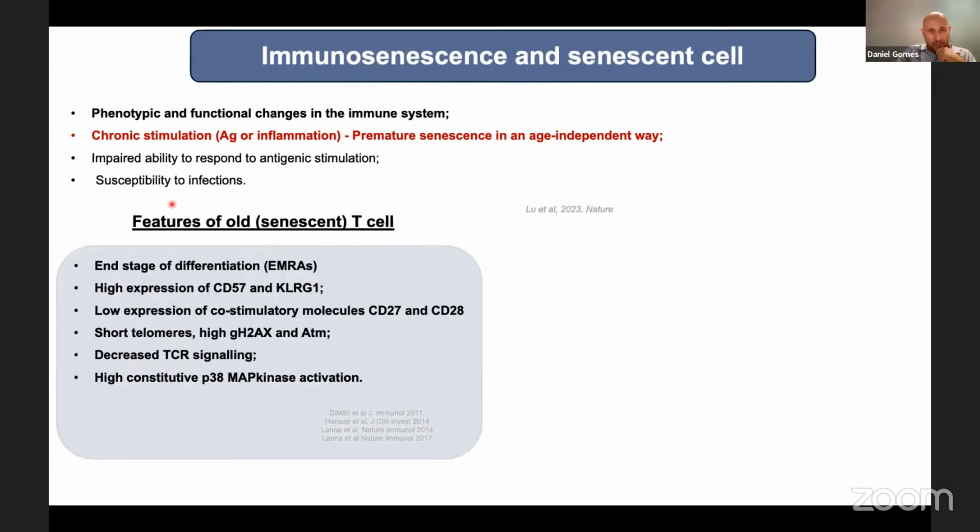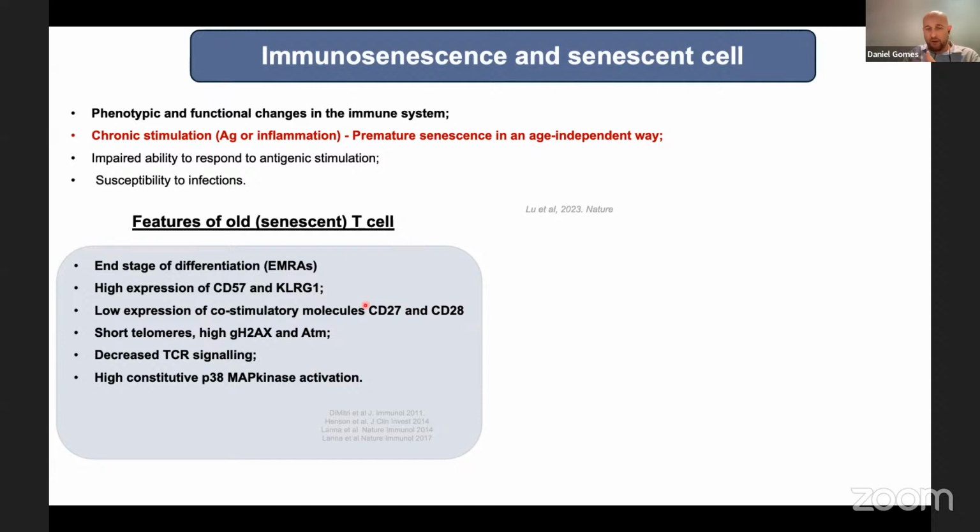What is a senescent cell, especially? Senescent cells share some features, two features that I'm going to explain in detail. When we are looking at a senescent T cell, we can use those characteristics to identify them. Basically, a senescent T cell is a cell that is in an advanced state of differentiation. If we go to the memory compartment, we can identify especially the terminal effector memory population. This subset is the proper senescent population. They express several markers, but CD57 and KLRG1 are markers that are very well described in the senescent population.